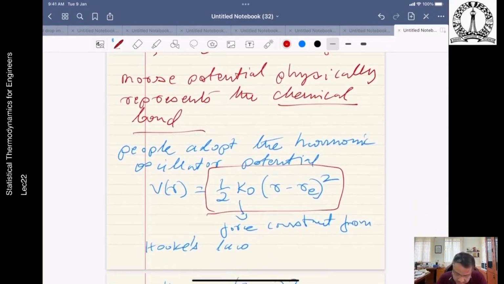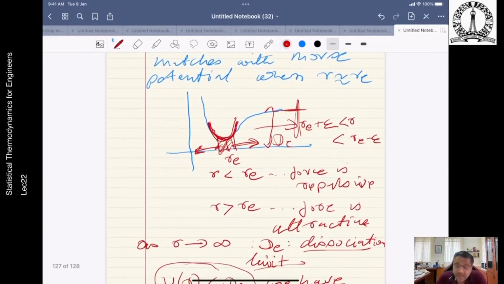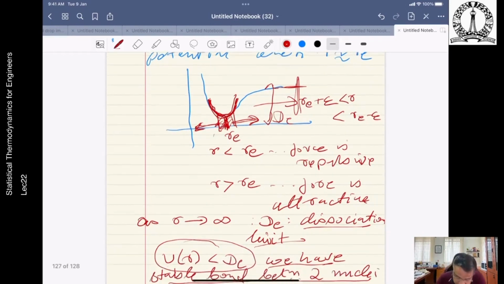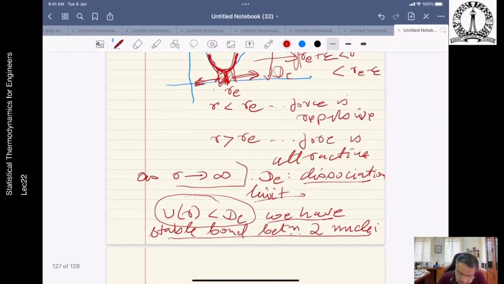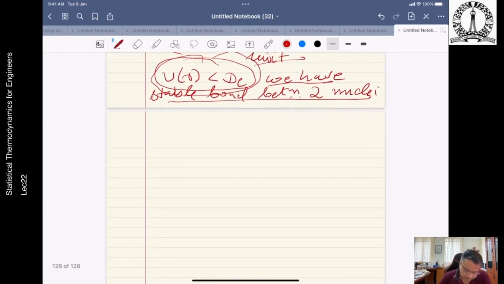dissociation potential. So the harmonic oscillator works very well when the distance r is within a particular band of the equilibrium internuclear distance. And when r goes to infinity, you have the dissociation. So normally, when your potential is less than dE, we have a stable bond between the two nuclei concerned. So let us now analyze the vibrational mode.